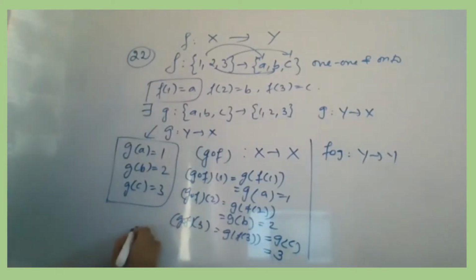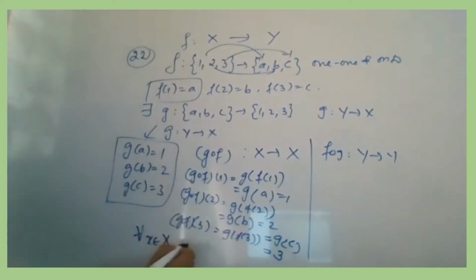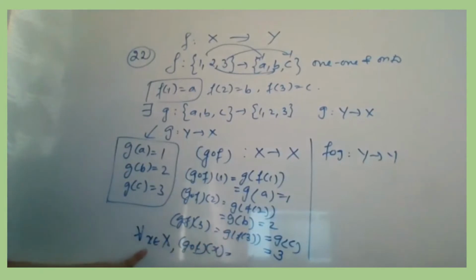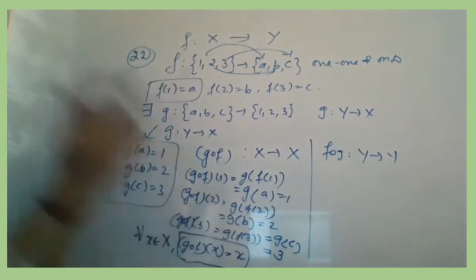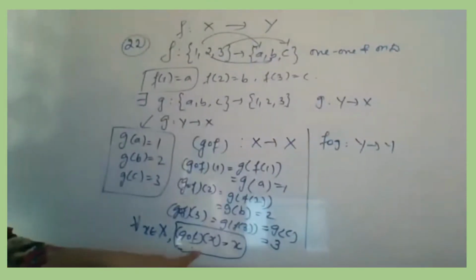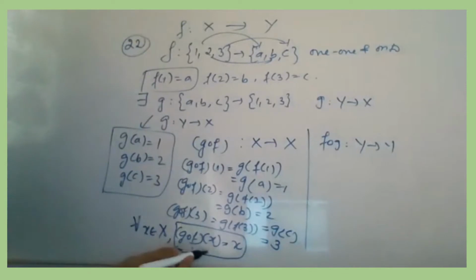So you can just say that for all X in the capital set X, you are getting G composition F of X, that element X, whatever you have taken, as X itself. And this is the definition of I of X is X, है ना? तो आपको identity function का same effect मिला है यहाँ पे. So this will act as I of X. I of X is X.